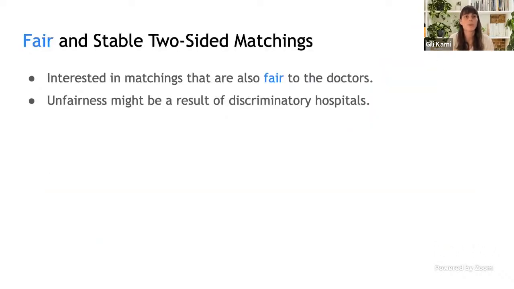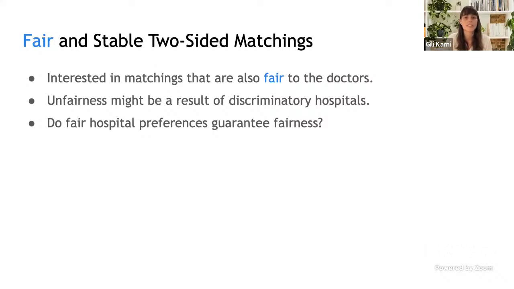In our work, our goal is to find a matching that is not only stable, but also fair to the doctors. For example, the matching should not discriminate against doctors based on their ethnicity. Even without formalizing the fairness requirement in this context, one issue is that the preferences of the hospitals might not be fair to begin with. Suppose some hospitals discriminate against doctors from some ethnic group. In that case, requiring a stable matching might lead to a matching that is discriminatory against that ethnic group.